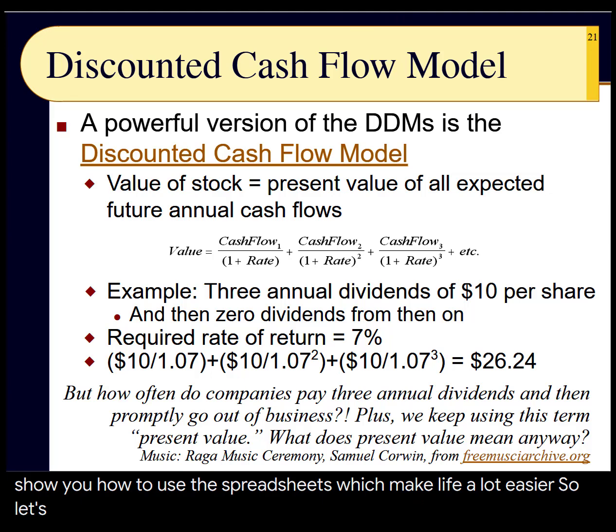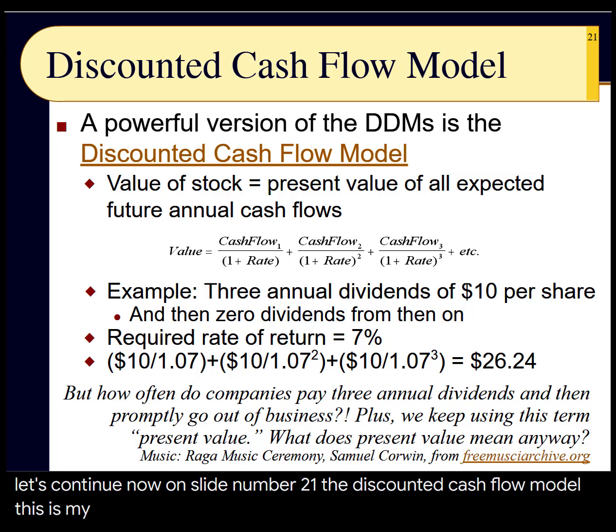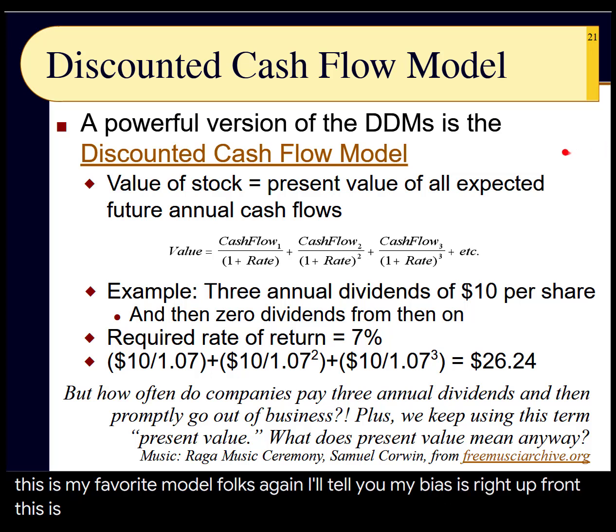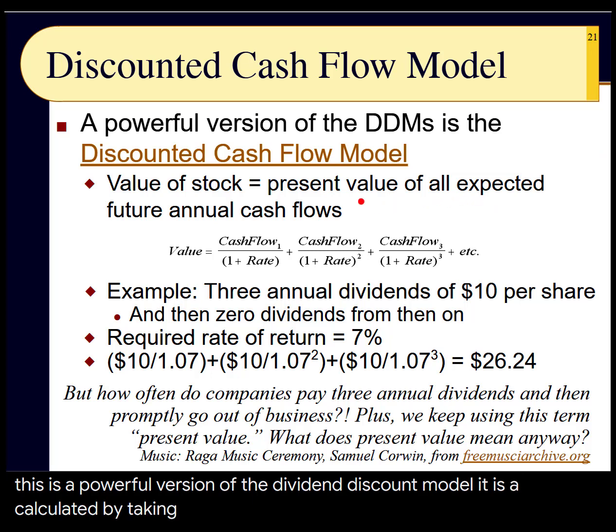So let's continue now on slide number 21. The discounted cash flow model. This is my favorite model, folks. I'll tell you my biases right up front. This is a powerful version of the dividend discount model. It is calculated by taking the present value of all expected future cash flows.